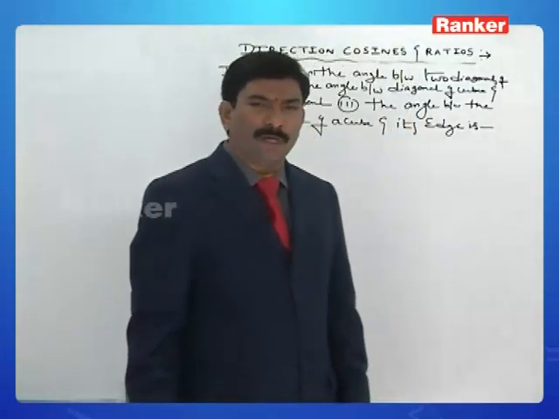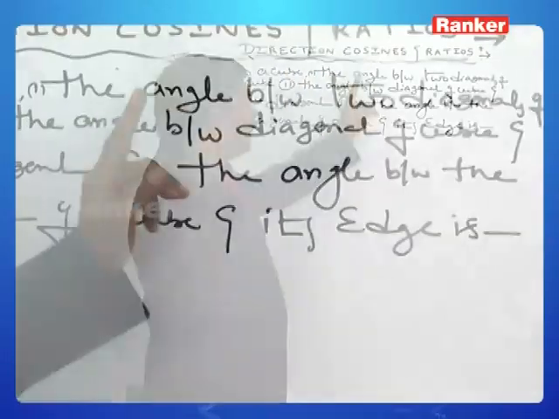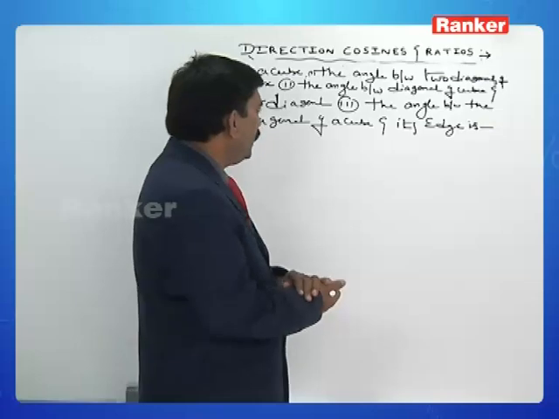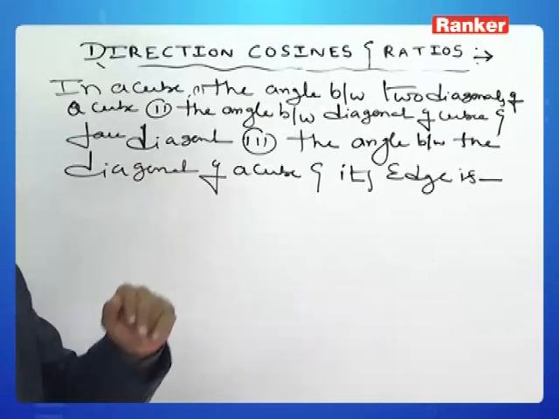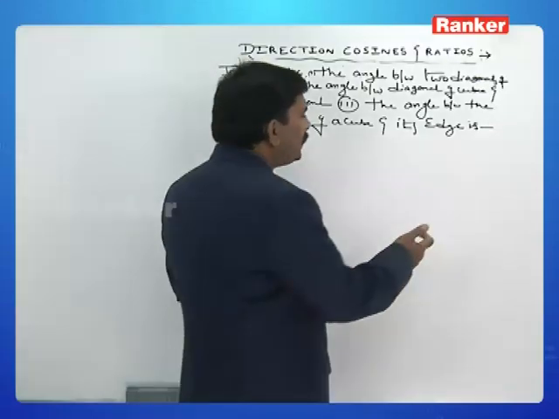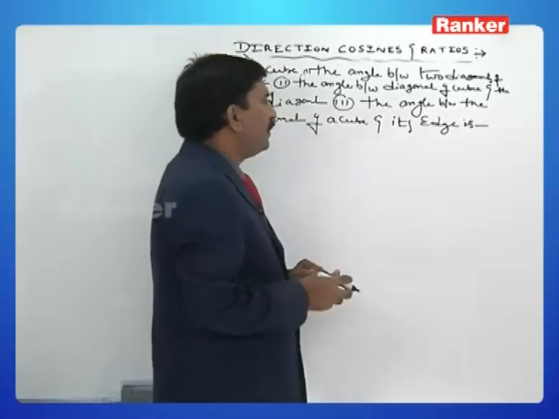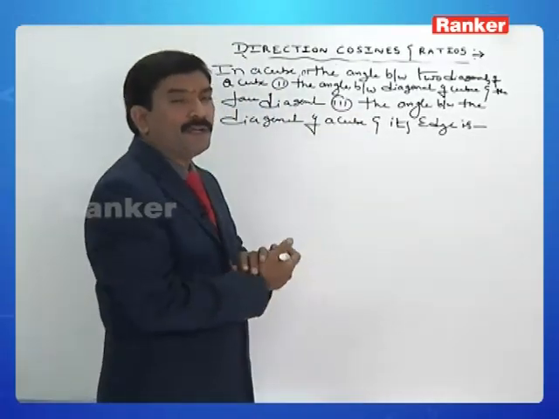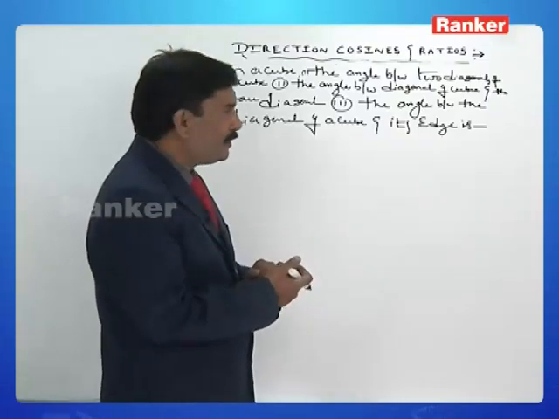Now coming to this one: in a cube, the angle between two diagonals of a cube. Next, the angle between a diagonal of a cube and the face diagonal, and the face diagonal, if you want, you can take here. Next, the angle between the diagonal of a cube and its edge. Let us see how to find out.